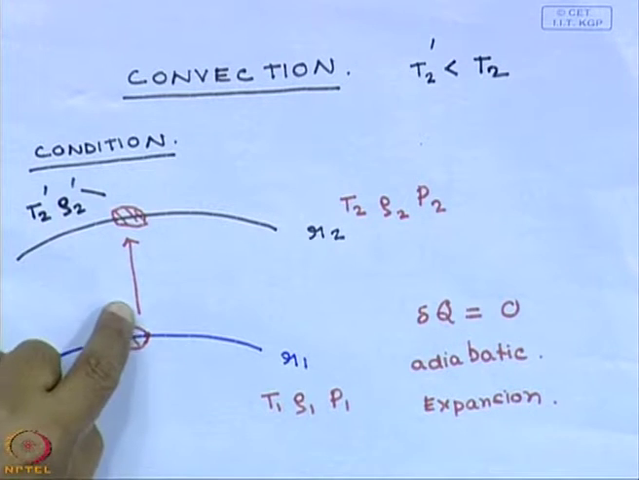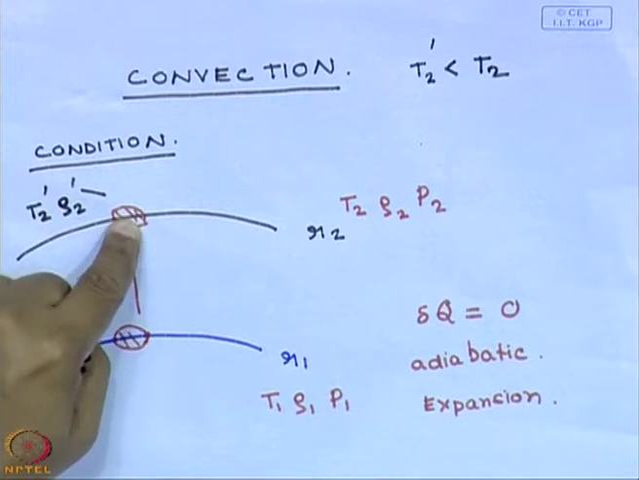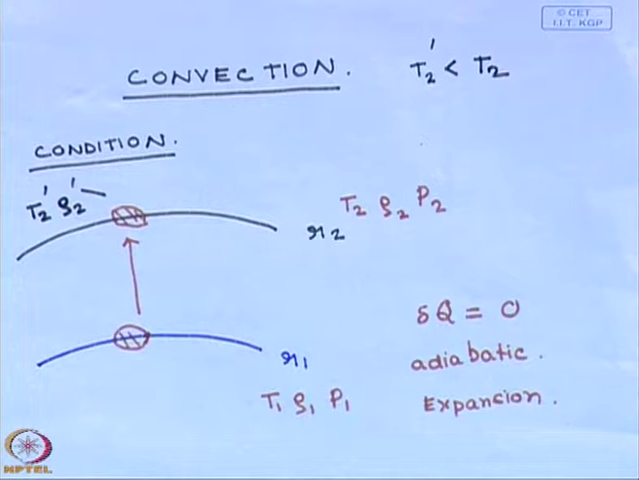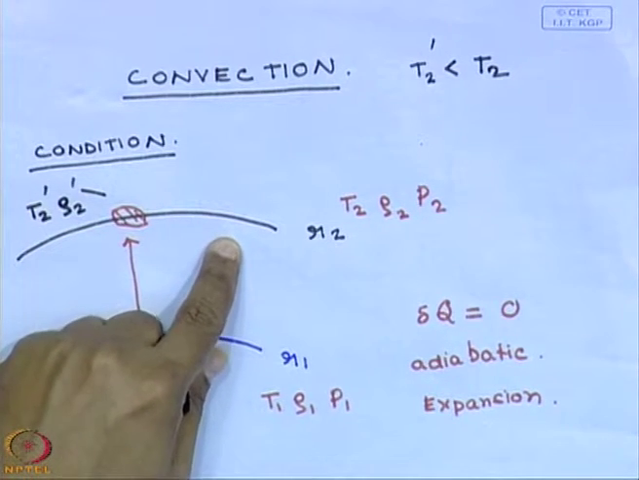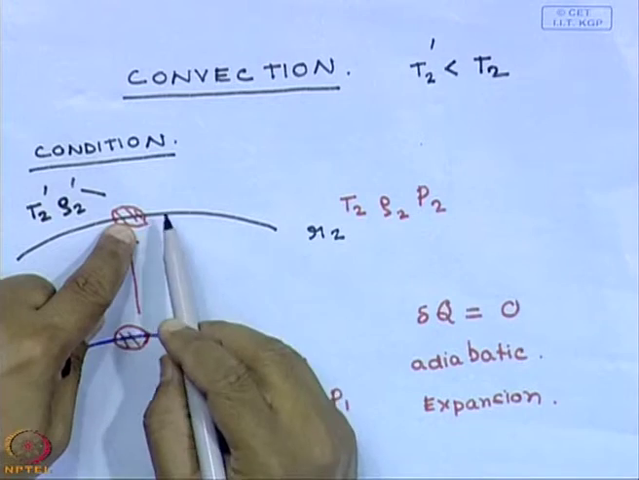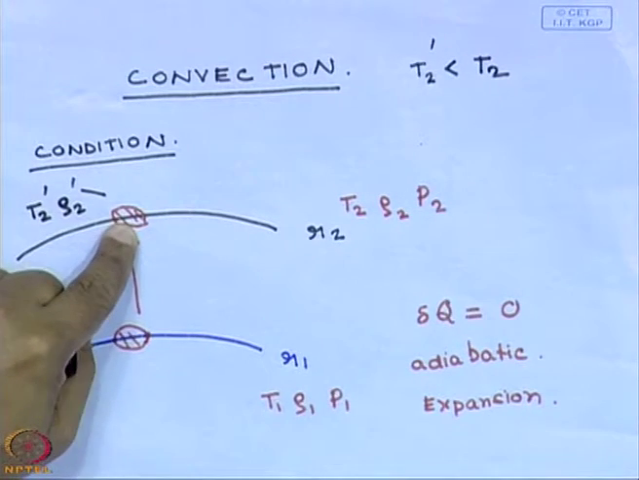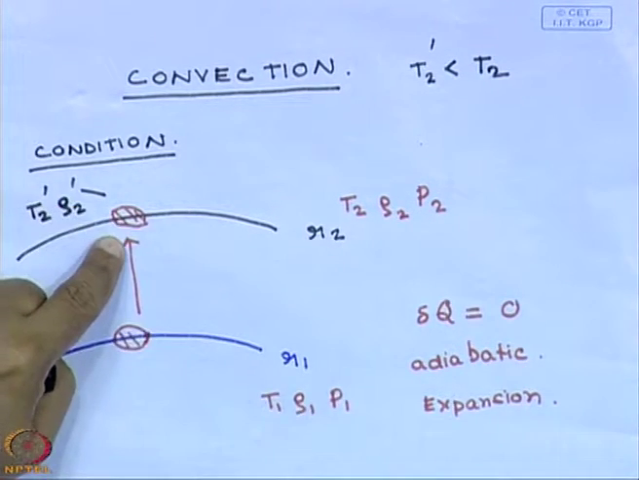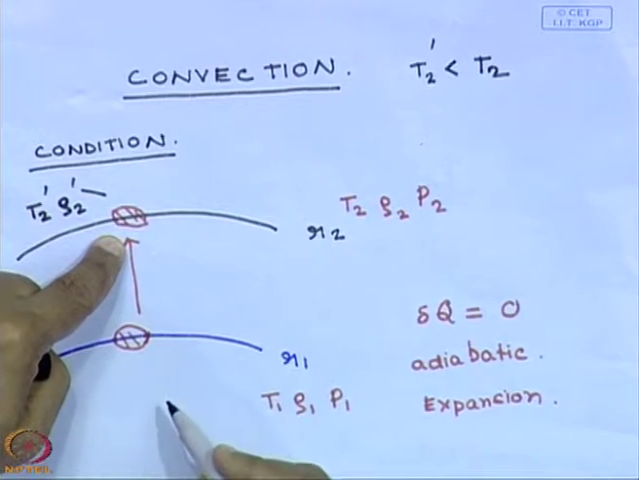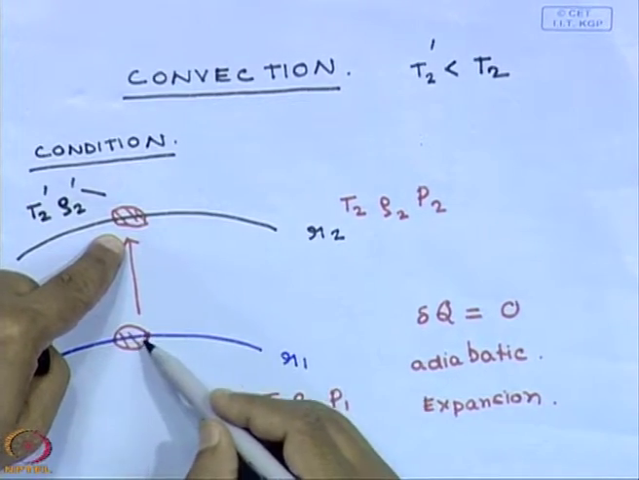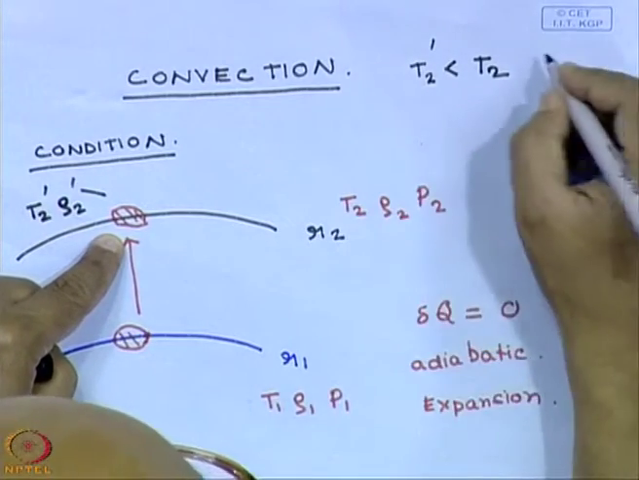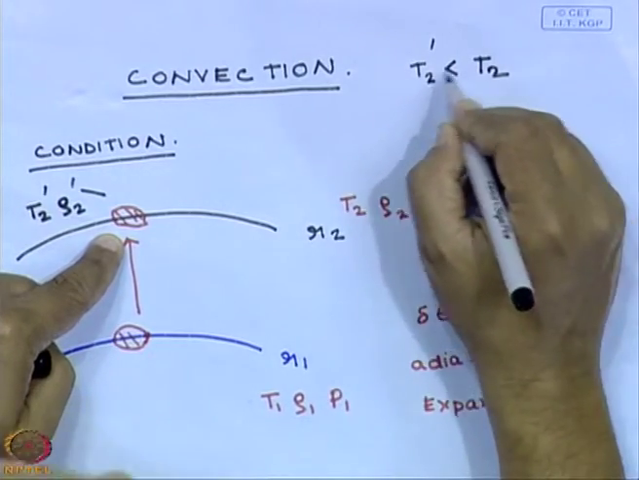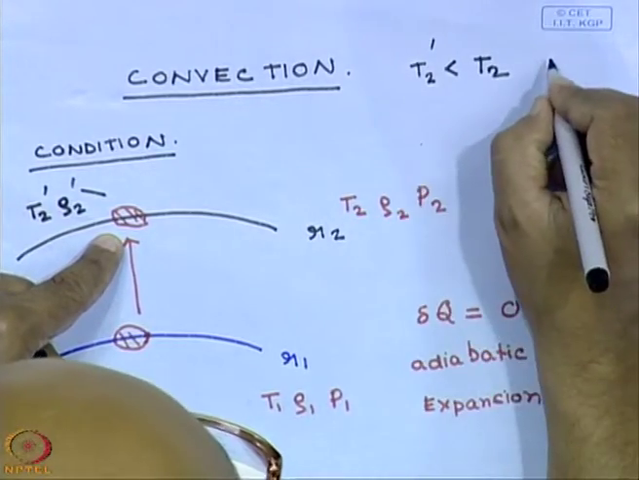if the bubble when it moves here is cooler than the surrounding, the density here is going to be more than the surrounding density. If the density of the bubble is more than the surrounding density, then the buoyancy force is going to act downwards and the bubble is going to come back to its equilibrium position, and there will be no convection. So, if this condition holds, then there is no convection.